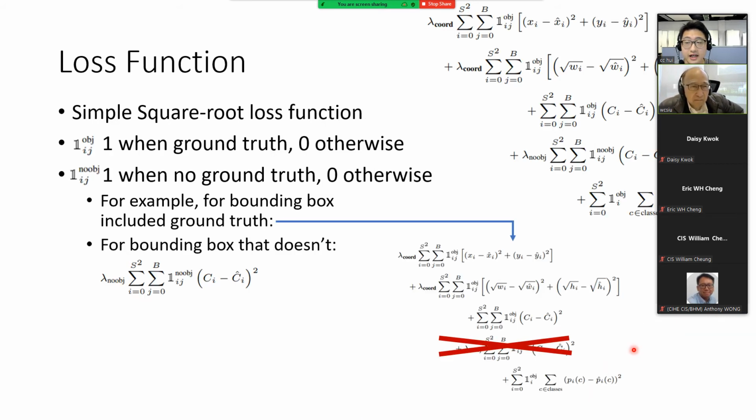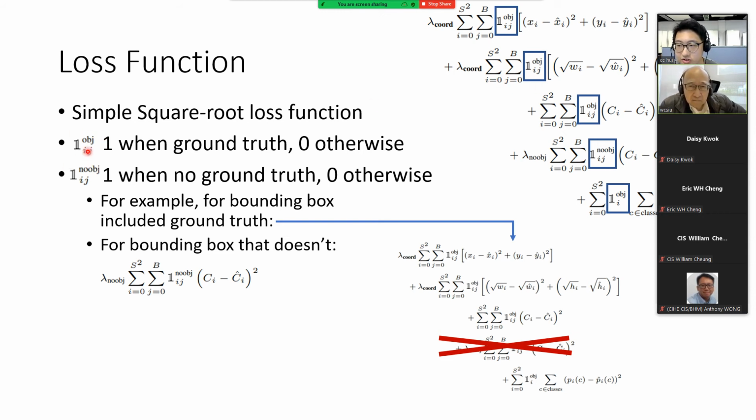So let's talk about the loss function of the YOLO, which is quite interesting. It's a simple square root loss function, and let's explain it one by one. First of all, the label, let's say it's something here first. So this something, what does it mean?